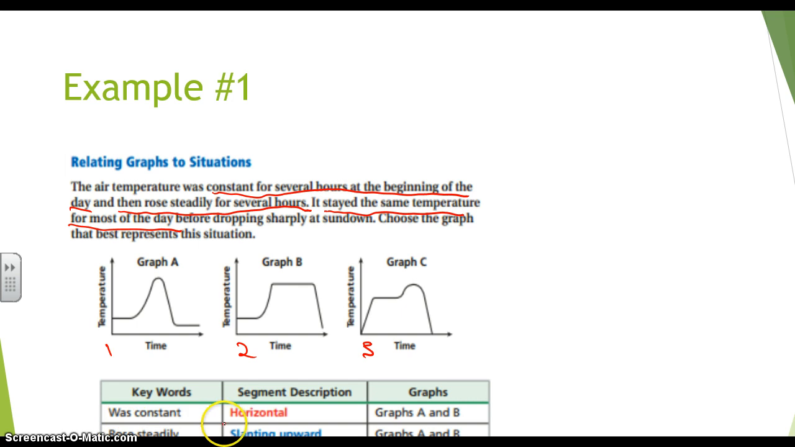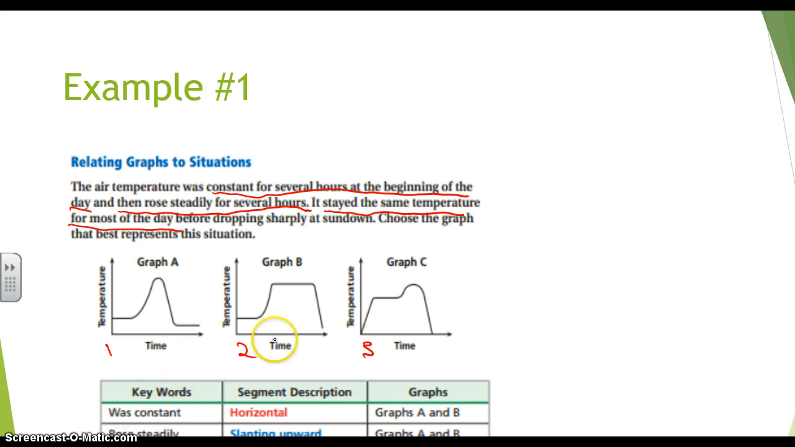When it says it's constant, that means it's horizontal, meaning, for instance, you have your horizontal here, horizontal there. Here we have horizontal. Rose steadily is slanting upwards, so graphs A and B are showing slanting upwards, rose steadily. Stayed the same is representing a horizontal line. Graph B is showing the staying the same, or the horizontal line. Dropped sharply is going to be slanting downward, and graph B shows that.